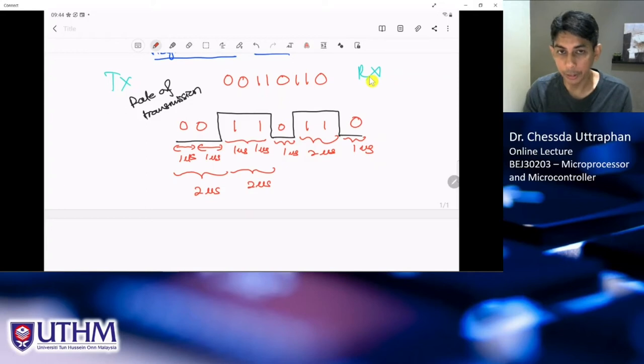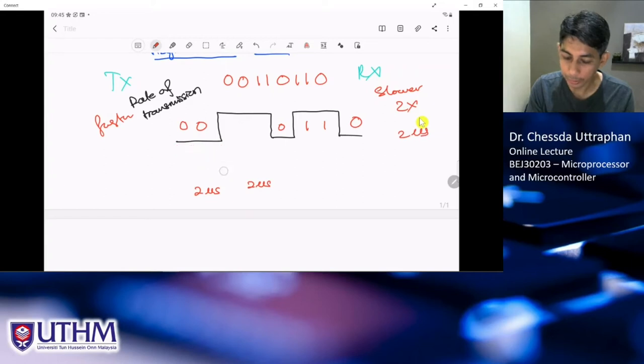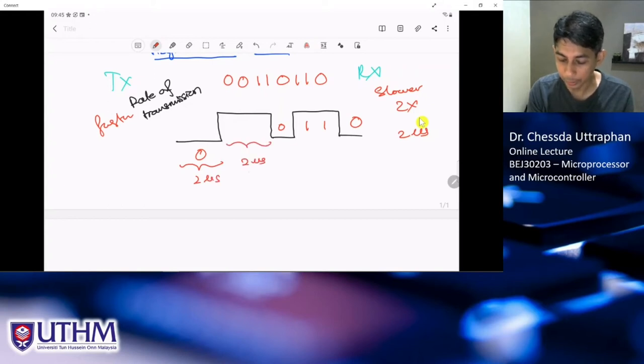Okay, so that will be the communication technique for asynchronous communication. But if we do not agree, for example, this one is slower, this one is faster, what happens is that if it is slower 2 times, it means that for this one, the duration for 1 bit is 2 microsecond. So we understand that this one, instead of 0 0, is now only 1 bit 0, because this is 2 microsecond, and this is 2 microsecond, it will be only logic 1. But what about this? We cannot recognize it anymore, because it changes from 0 to 1 in 2 microsecond, right? So there is a problem in this case.